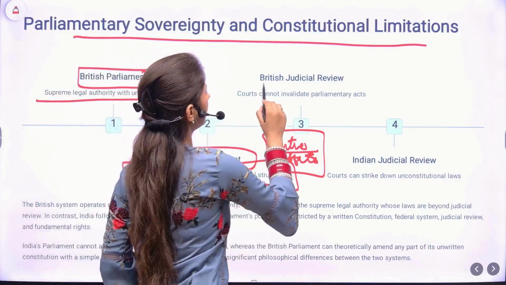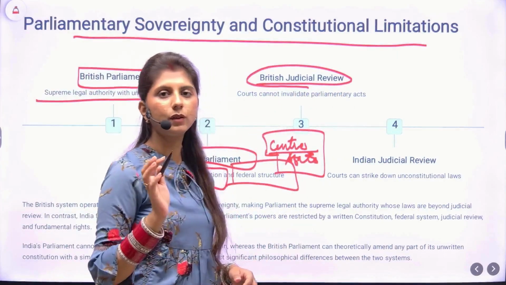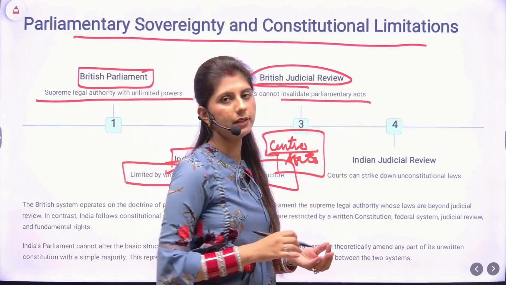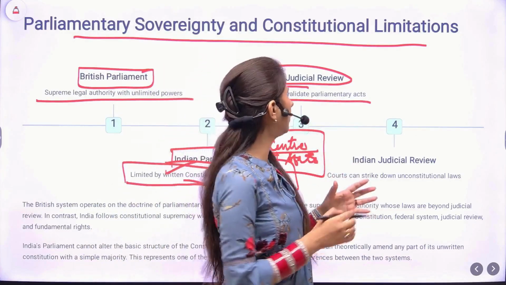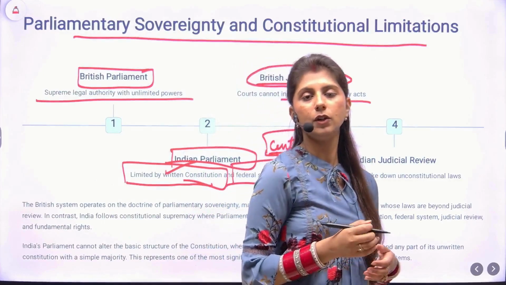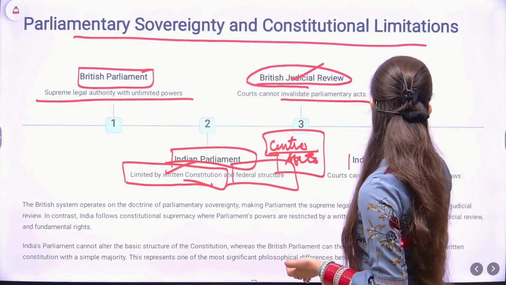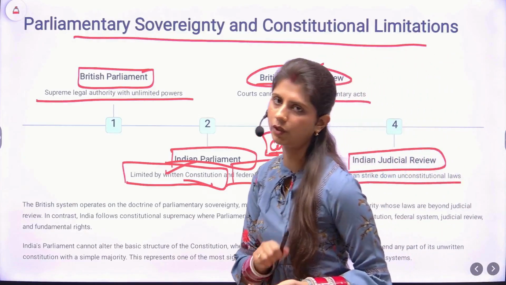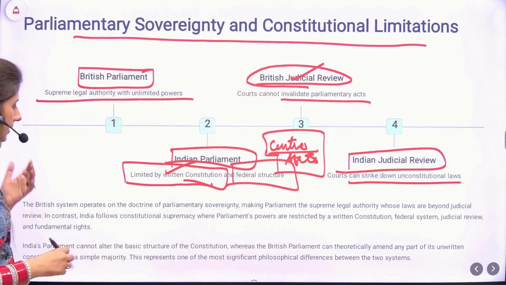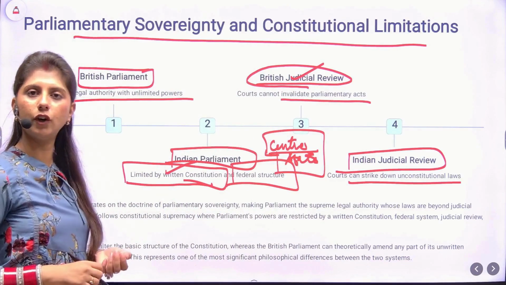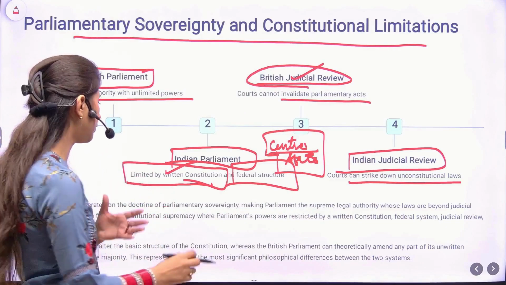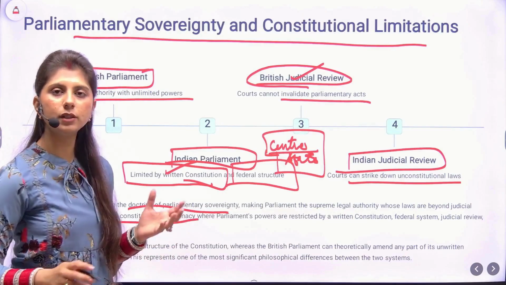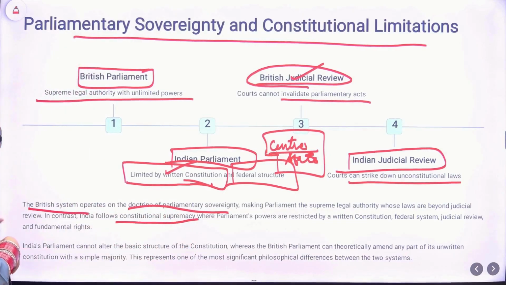Another regarding the judicial review. In Britain, the courts cannot invalidate the parliamentary acts or laws. If Parliament has passed a certain act, then the Supreme Court or the judiciary does not have the power to strike it down. While in India, we have judicial review, by which courts can strike down all the unconstitutional laws. So the analysis is the British system operates on the doctrine of parliamentary supremacy. The parliament is supreme, but in India, we follow constitutional supremacy. Our constitution is supreme. This is the basic difference.